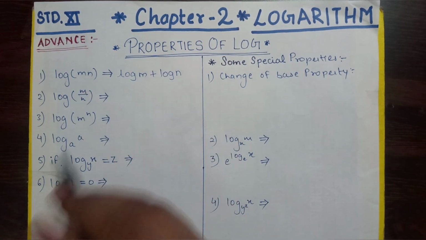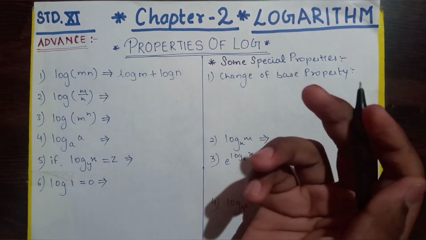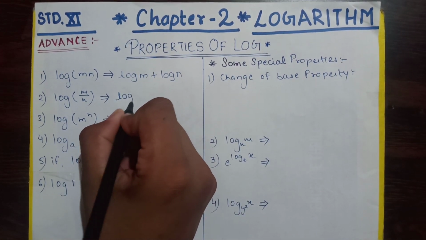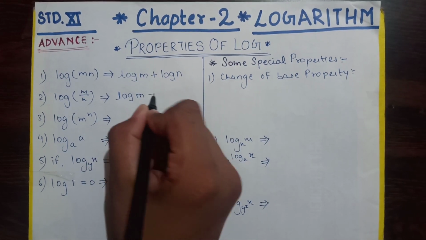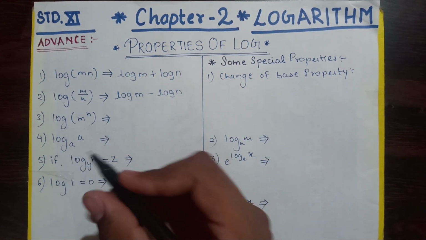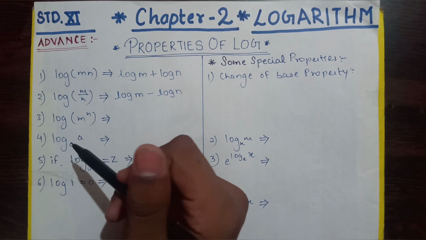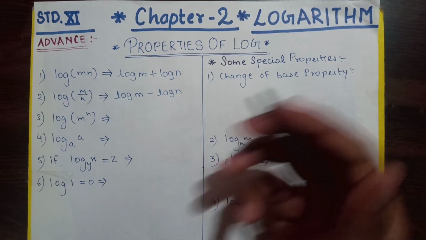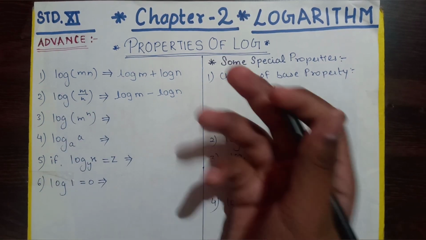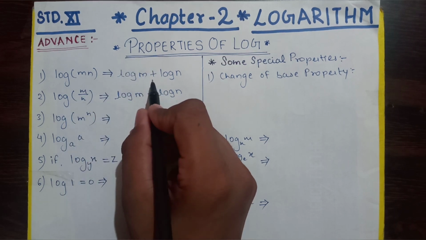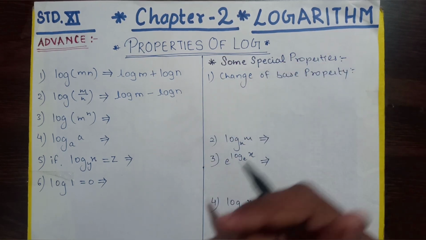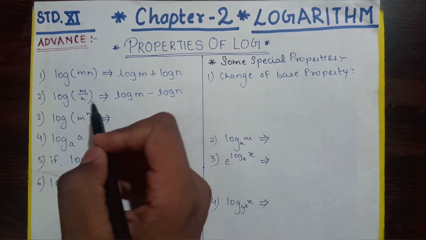So I think you have noted that log m into n has been converted into log m plus log n. So what do you think will happen to log m upon n? Hope you would have guessed it correctly. It would become log m minus log n. These are a few key points which would help you learn these properties. These properties are very easy but large in number, so you need some tricks to learn them. The trick is that multiplication is converted to addition and division is converted to subtraction.